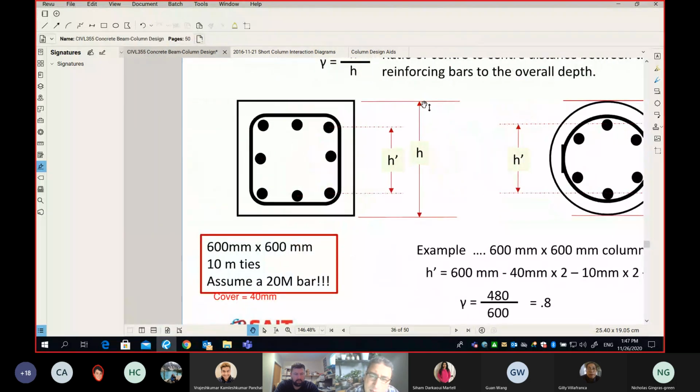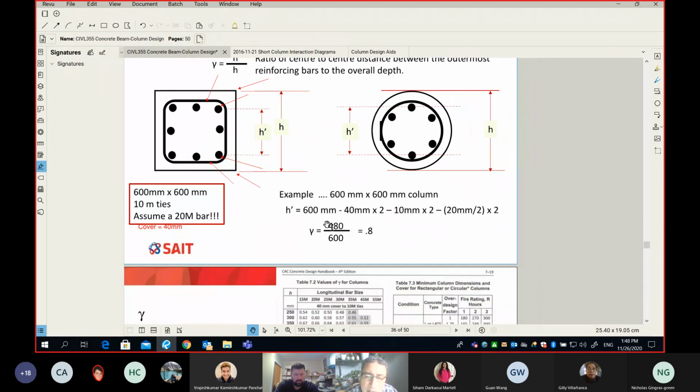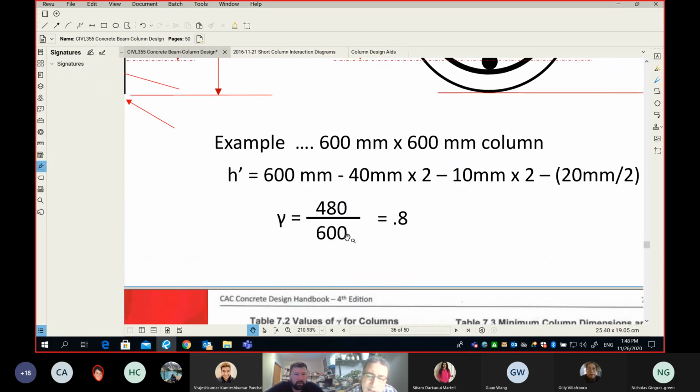So 600 is from this point to this point here. Then you take one cover from this side, one from the other side, one tie diameter from this side, another from here, and then half a bar from this side and half a bar from the other side. Finally, we are able to find h prime. So 600 minus 2 cover, minus 2 tie, minus 2 half bar. What you get is 480. If you divide 480 by 600, you get the ratio h prime to h. Then gamma is equal to 0.8.